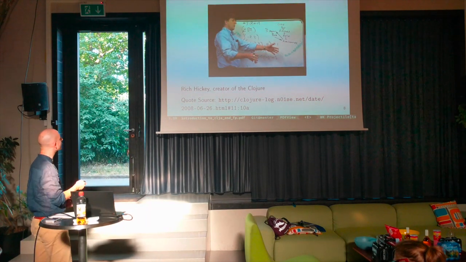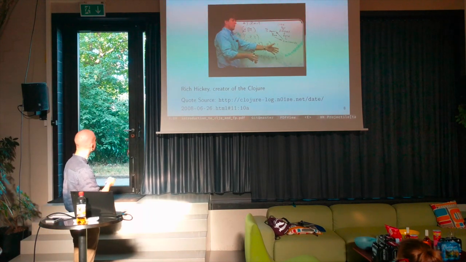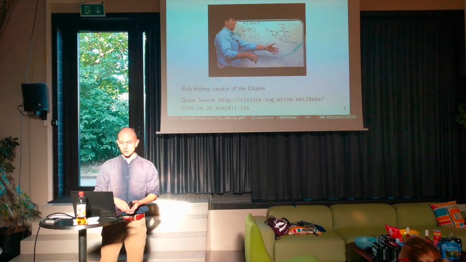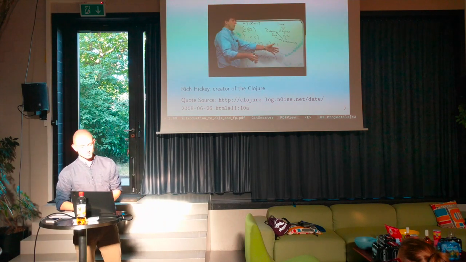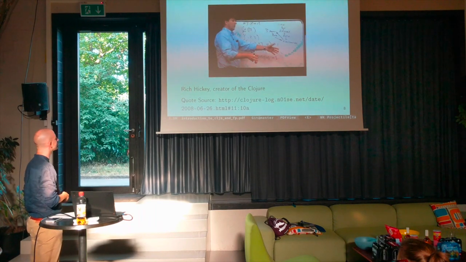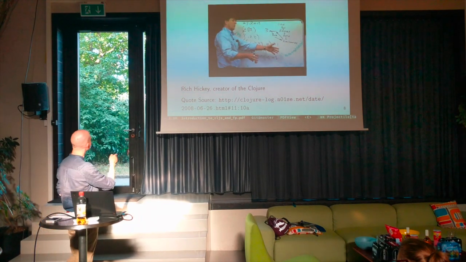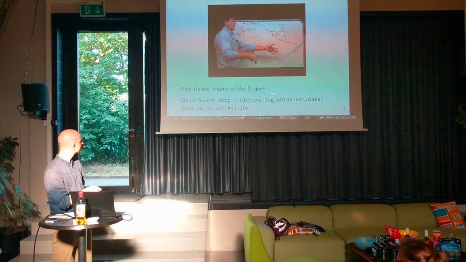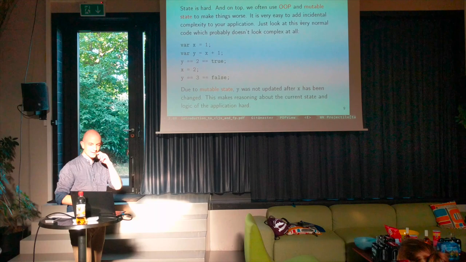And then, this is not just me who has this idea, there are actually smart people having this idea. One of them is this guy. He's called Rich, and he's the creator of Clojure. It's a programming language that I will show you in a minute. And he said something in 2008 that stuck with me, and he said, "State, you're doing it wrong." I also have a quote source, so it's not a lie.